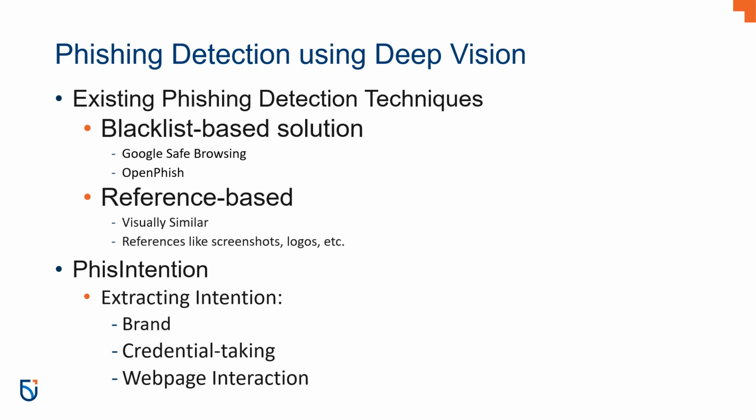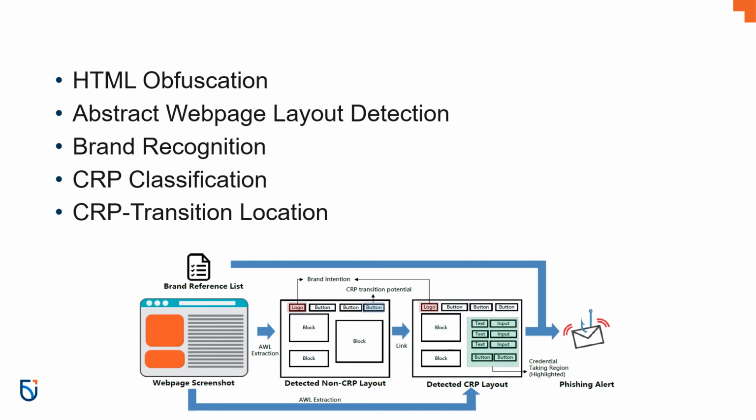Further, HTML obfuscation is a part of PhishIntention, targeting solutions that use various HTML analysis techniques for detecting credential-taking intention, where an attacker modifies the HTML code of the phishing web page. The architecture of PhishIntention is shown here in the figure, where PhishIntention extracts the screenshot layer to detect both its brand and credential-taking intention. A non-CRP page further infers the UI elements in order to detect if the page is phishing or not.